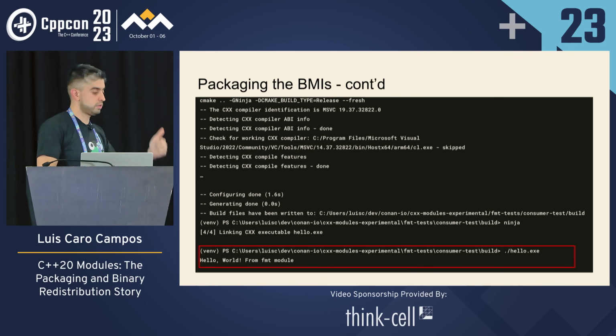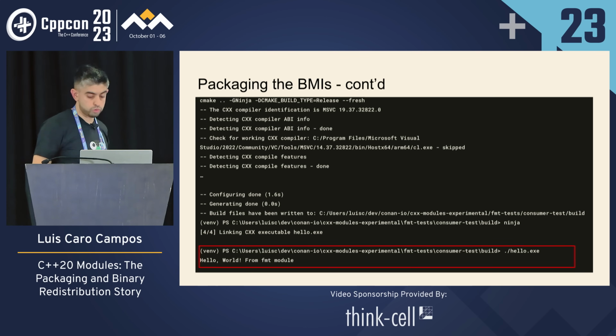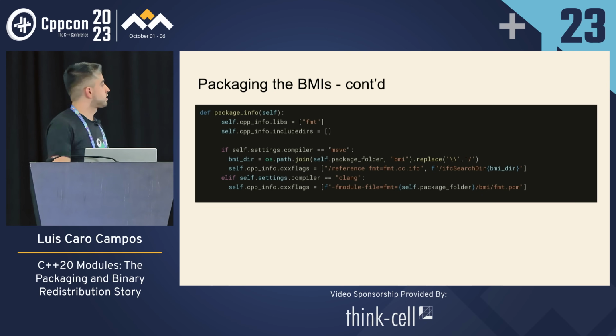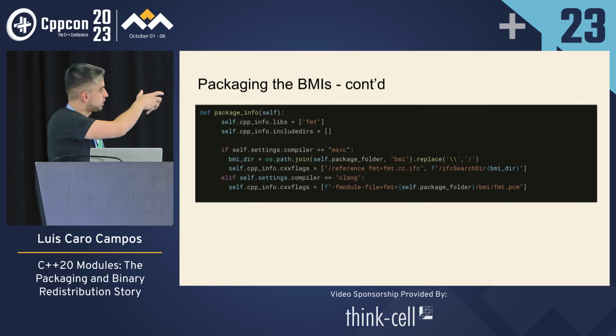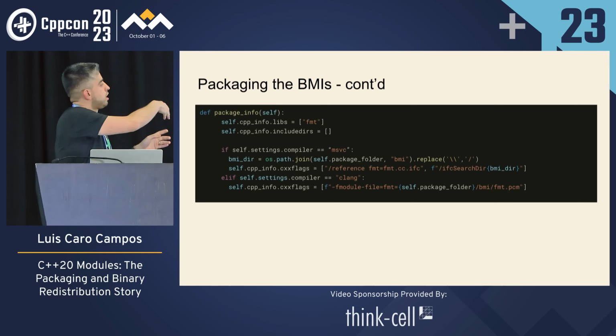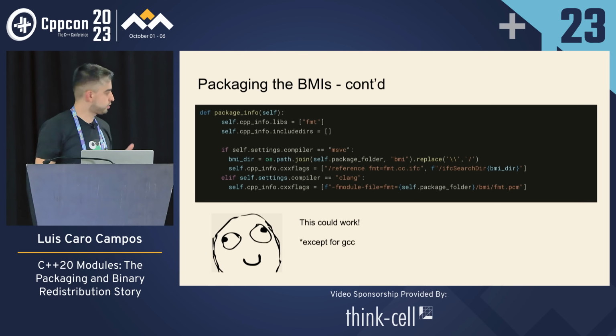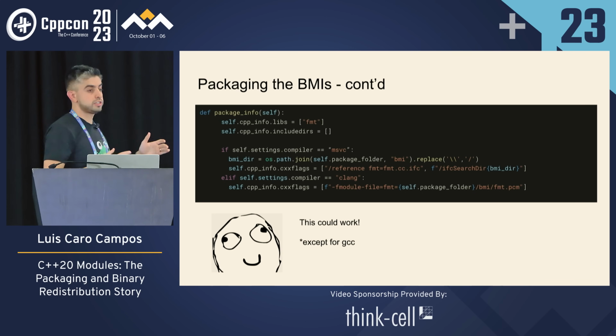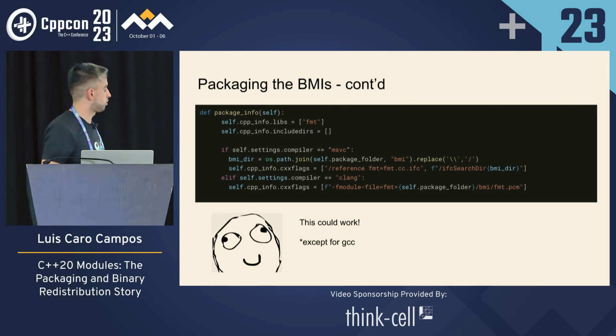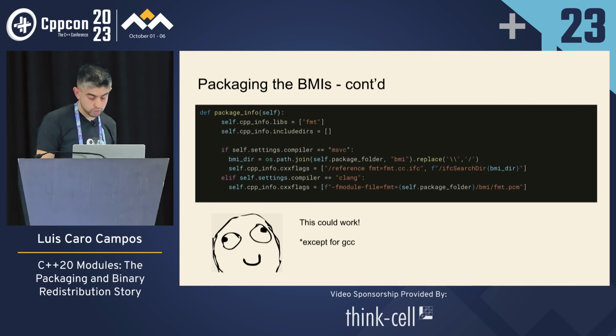I will write a Conan recipe, which I've written for FMT with module support as well. And in the package info, I will tell Conan to propagate to the consumers the location and the flags required to consume the BMI. So I thought, oh, well, this could work. Except for GCC, as I mentioned before, GCC doesn't really have a flag to specify where to locate a specific module.